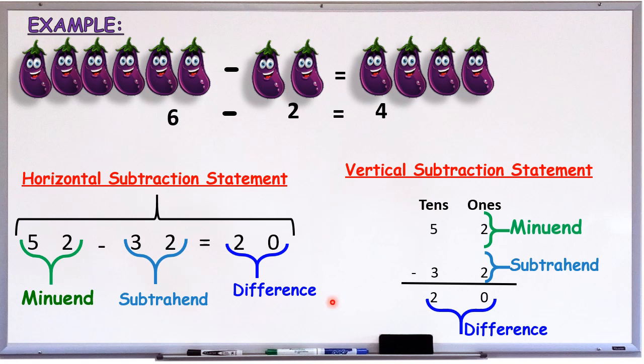Children, always remember, we start doing subtraction from the right hand side, that is from the ones column, and we use horizontal subtraction statement for smaller numbers and vertical subtraction statement for the bigger numbers. And we always write the bigger number first, then we write the smaller number.